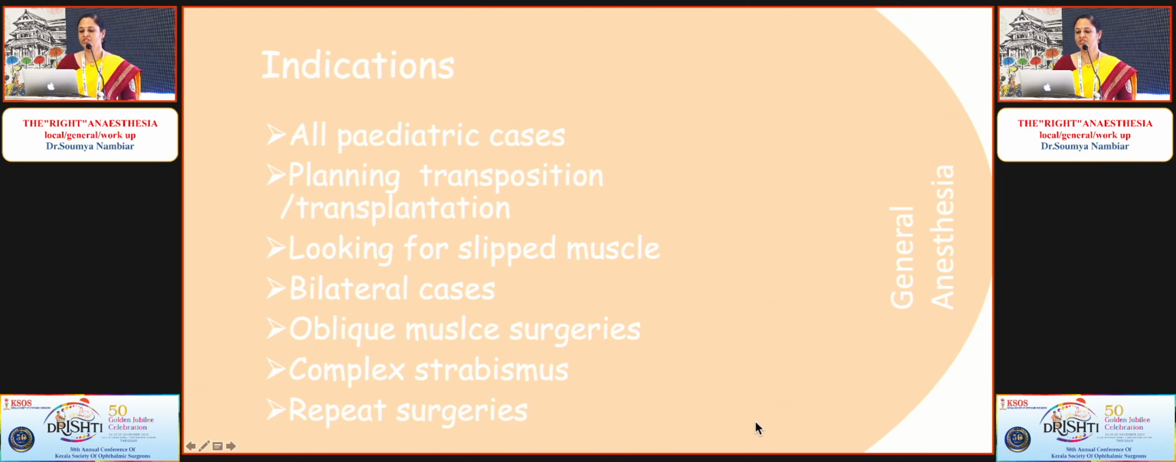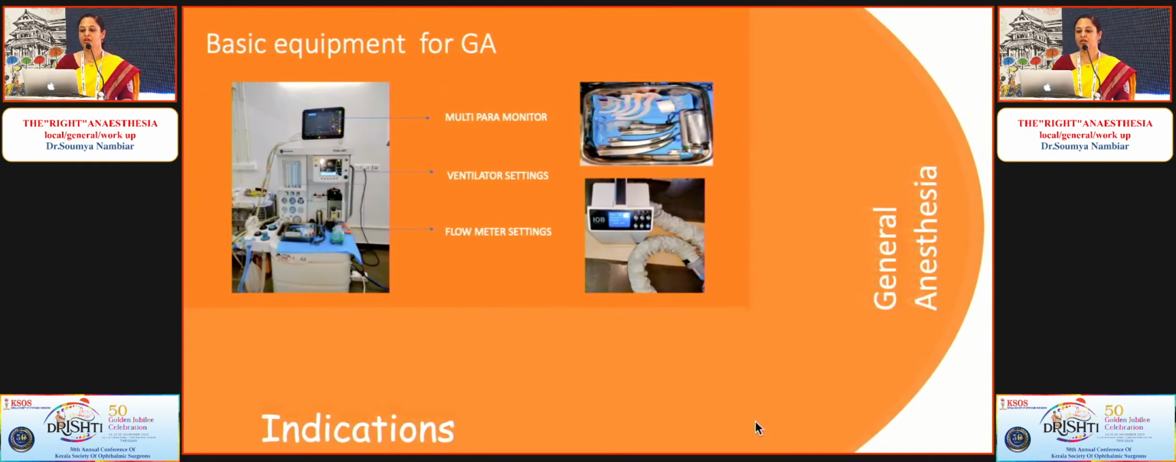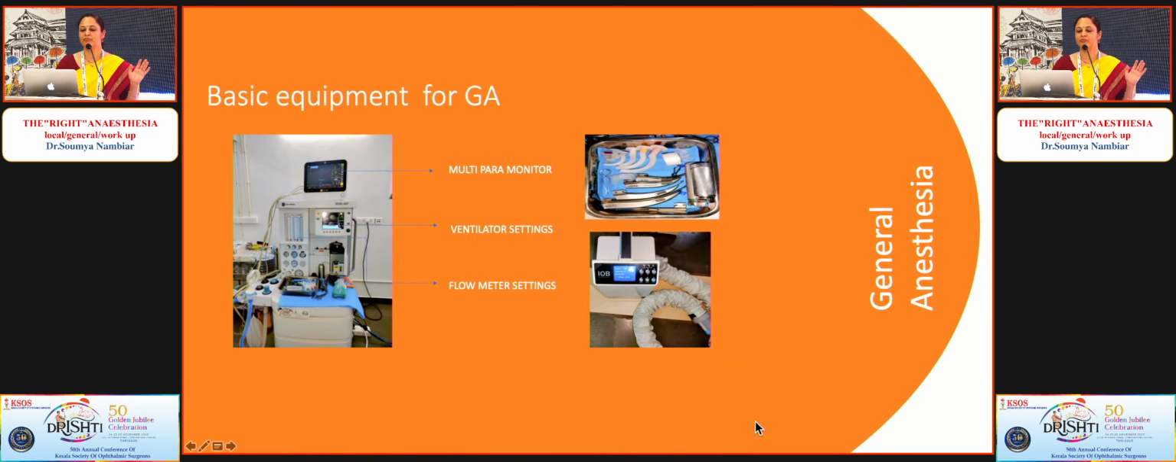General anesthesia is done in almost all pediatric cases, and if you're planning transposition, looking for slipped muscles, bilateral cases, oblique muscle surgeries, complex strabismus, and repeat surgeries. For this, you need the multiparameter monitor, the ventilator settings, and the flow meter settings. All these are the basic equipment that you will need for a GA.